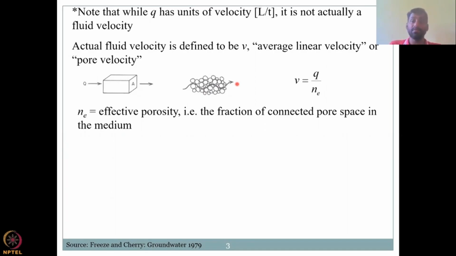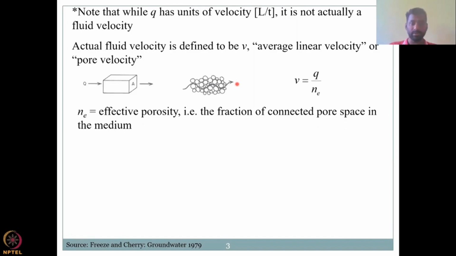Okay, and it is given as V is equal to Q by NE. Here we define the average linear velocity as V, and the pore velocity can be taken as V, whereas Q is your permeability, and NE is your effective porosity, which means the fraction of connected pore space in the medium.